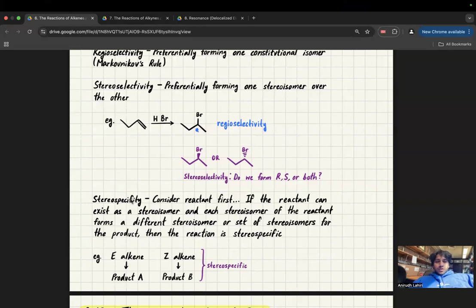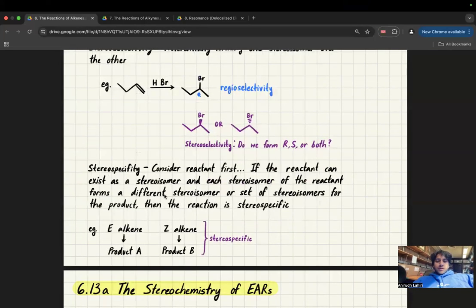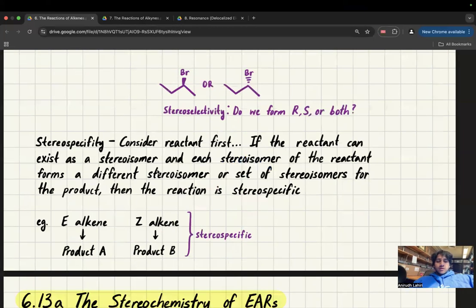Stereospecificity is a little bit harder to understand than regioselectivity and stereoselectivity. Stereospecificity means that you consider the reactant and the product. First you consider the reactant. If the reactant can exist as a stereoisomer and each stereoisomer of the reactant forms a different stereoisomer or set of stereoisomers for the product, then the reaction is stereospecific.